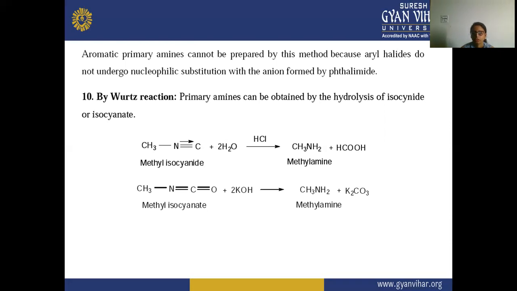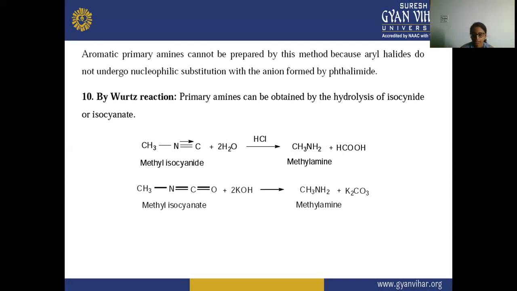Next is the Carbylamine reaction. Primary amines can be obtained by the hydrolysis of isocyanide or isocyanate. So methyl isocyanide plus water, in the presence of HCl, gives methyl amine, and formic acid is formed here.